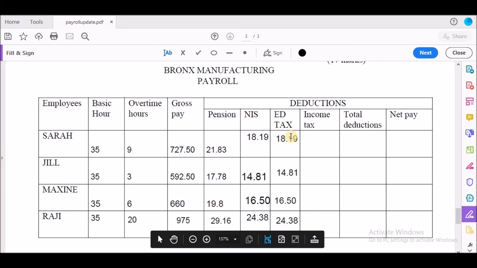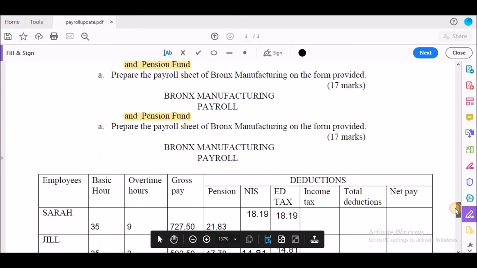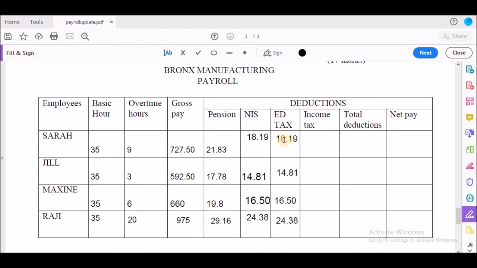So income tax now. Income tax said that we are to subtract the NIS and pension from gross pay and then find 20% of it. So it is 727.50 minus pension, which is $21.83, minus ed tax, minus NIS, sorry, and then find 20% of that. So you're supposed to get $137.50.